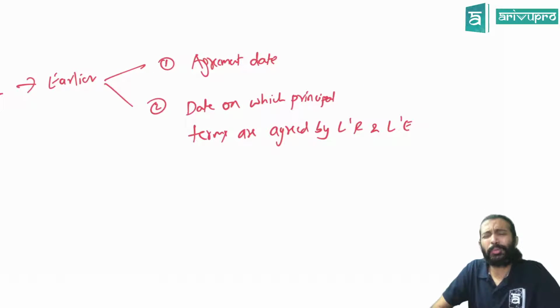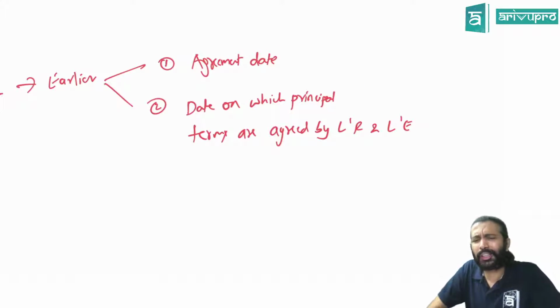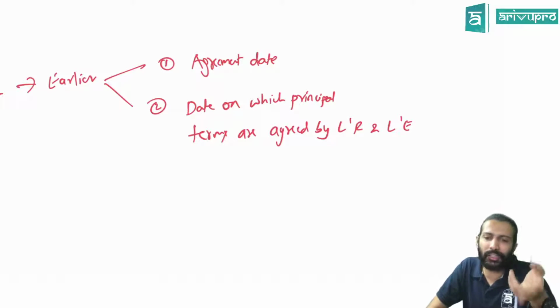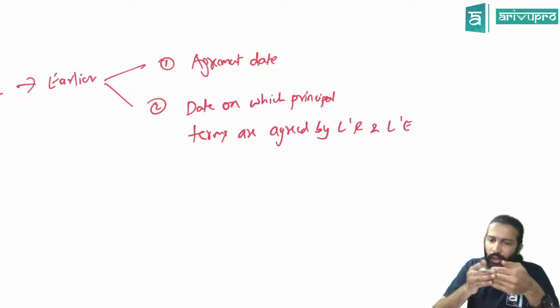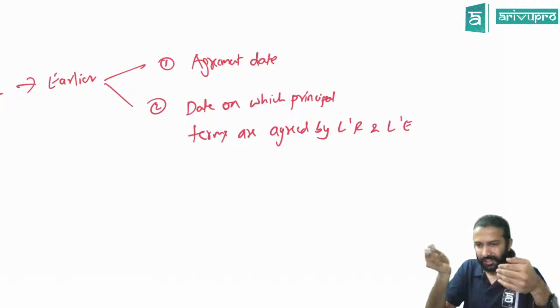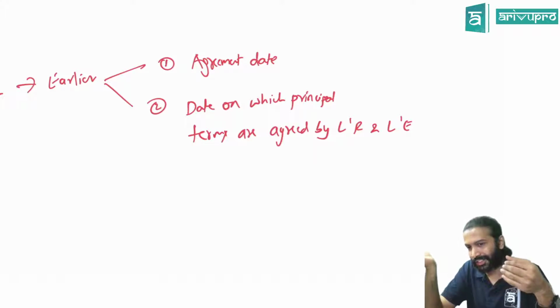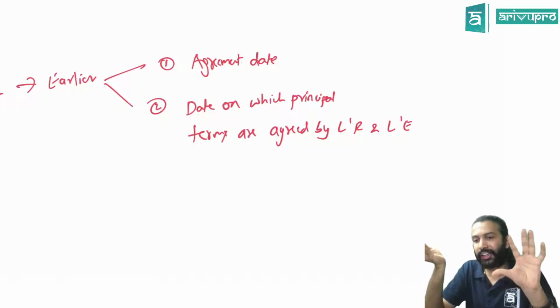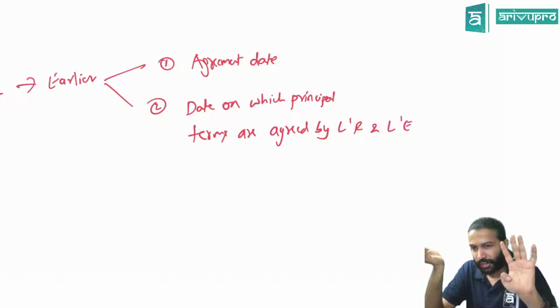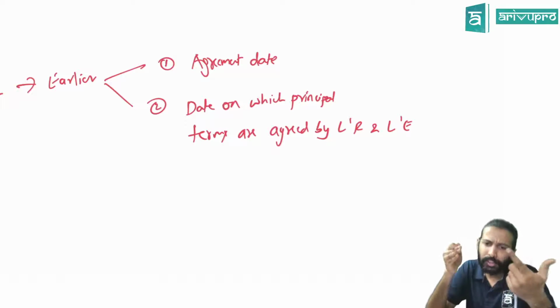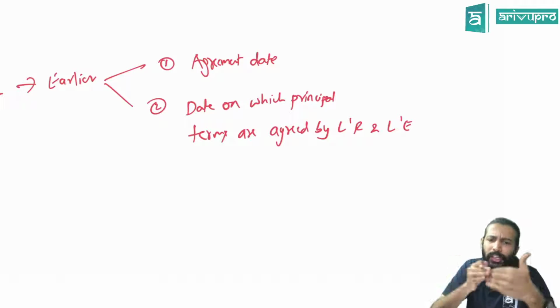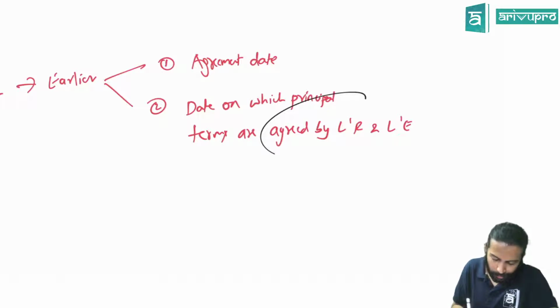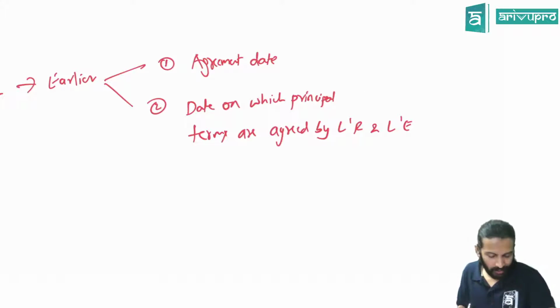Principal terms for a lease contract: what is the principal term, the main term, in a lease? Lessor has to give the asset, transfer the possession of the asset to lessee, meaning lessee should get RTC, the right to control. And lessor should get lease payments. Those are principal terms. The day on which the principal terms are agreed upon becomes your lease inception date.